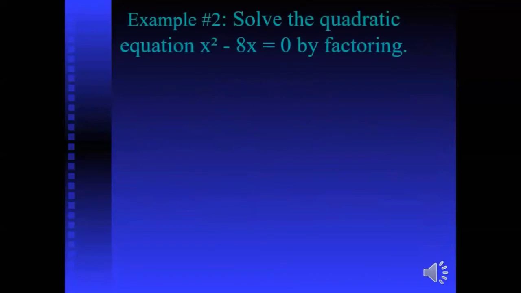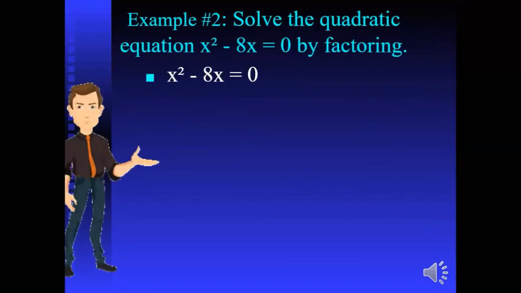Okay, let's have a second example. Again, solve the quadratic equation x squared minus 8x equals 0 by factoring. So our given is x squared minus 8x is equal to 0. First step is to transform. What do you think in our given? Is it already transformed or not yet? Yes, it's already transformed.